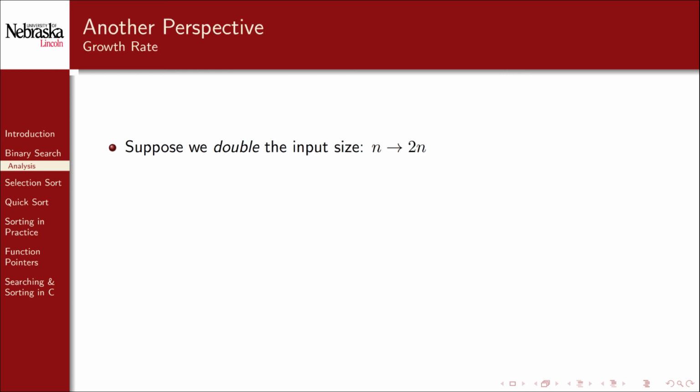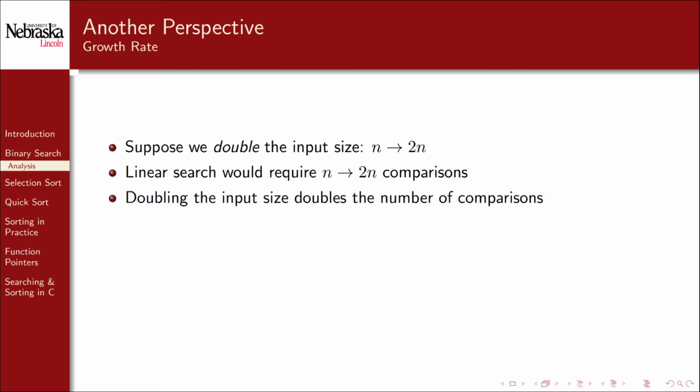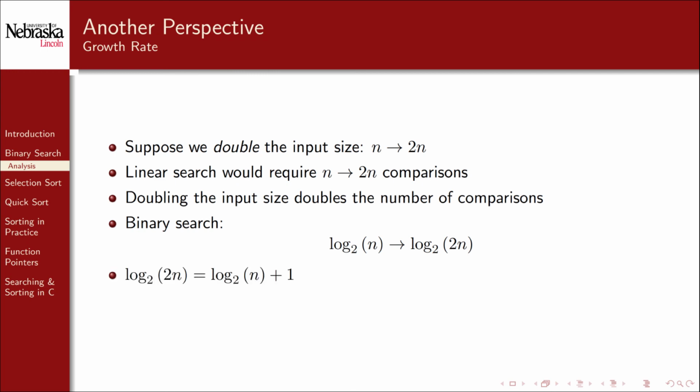Finally, let's take one more perspective to compare them. Specifically, we'll look at the growth rate of these functions as the array size that we want to search grows. Suppose that we double the size of the array that we're searching, taking it from n elements up to 2n elements. Linear search, as the name indicates, would mean that we're making twice as many comparisons to search this new doubled size array. In other words, doubling the input size doubles the number of comparisons. In contrast, doubling the input size with binary search only requires log base 2 of 2n comparisons. Applying some log identities means that only one additional comparison is needed to search the array. In the case of binary search, doubling the input size only adds one more operation.